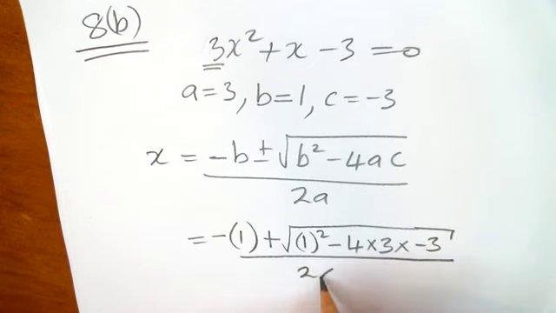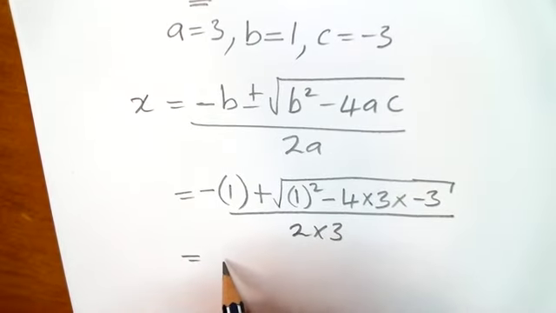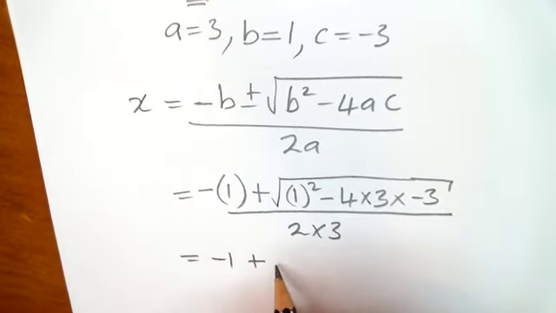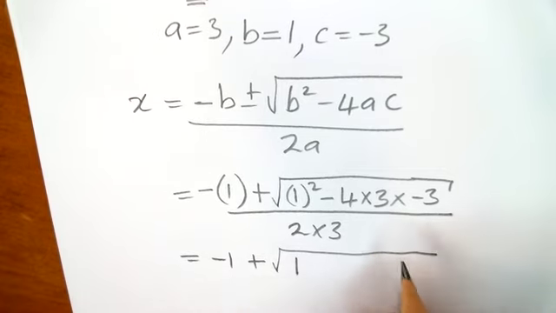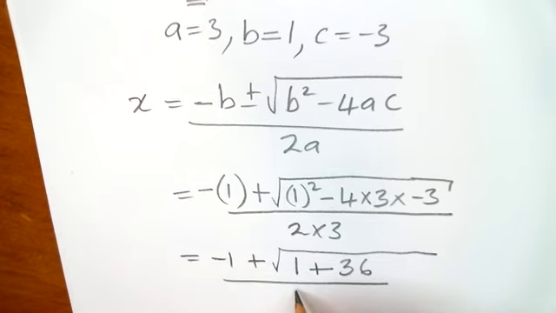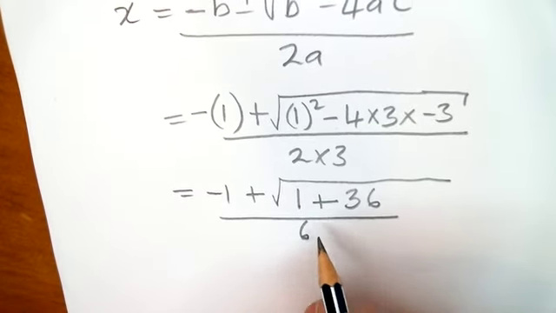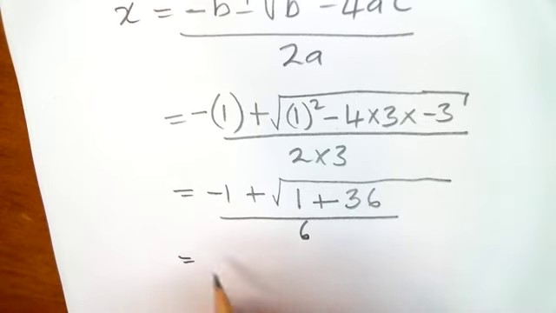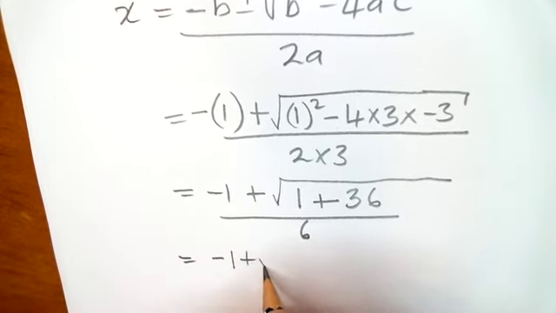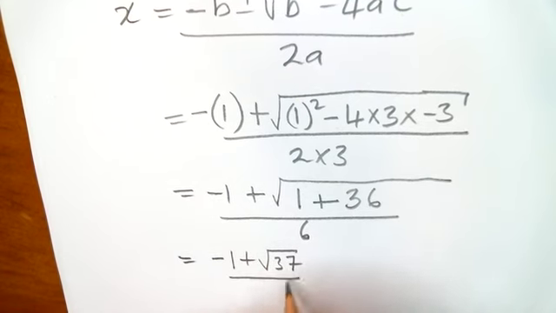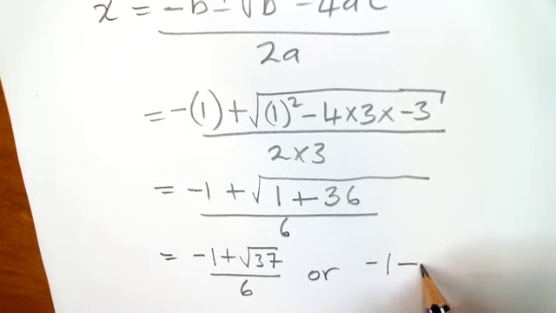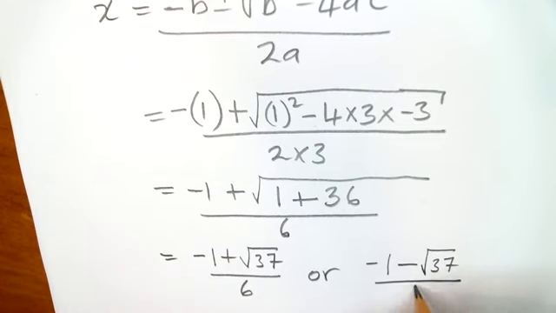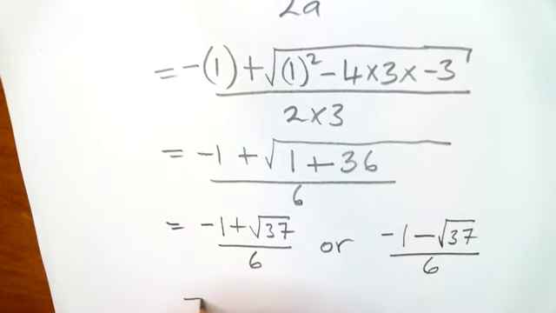Oh, we've got a 2 times a 3 on the bottom. Okay, let's tidy that up a little bit. So it's going to be negative 1 plus 1 squared is going to be 1. And we've got minus and a minus, which gives us a plus. 4 3s are 12, and 3 12s will be 36. All over 2 times 3 is 6. All right, so that's going to be the square root of 37. So I'll rewrite that: negative 1 plus root 37 all over 6. Or, and I'll put in the minus at this point now, negative 1 minus root 37 over 6. So let's now go ahead and solve this.